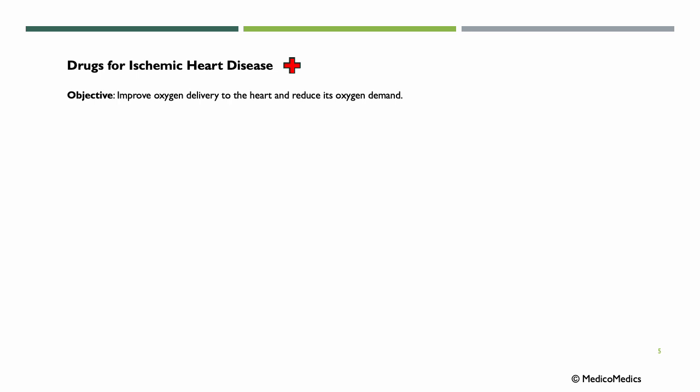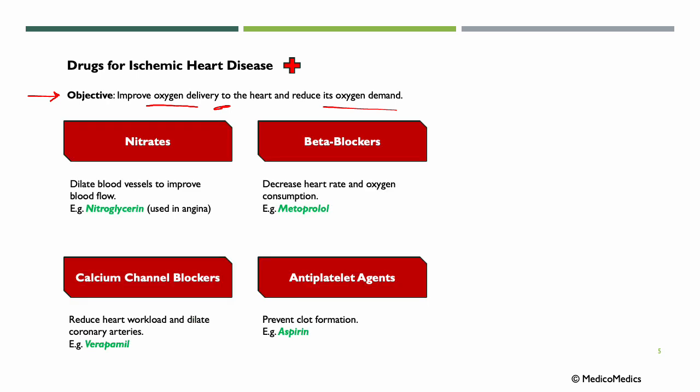Now then, let's move on to drugs we use to treat ischemic heart disease. Now, the objective here is to improve oxygen delivery to the heart and reduce its oxygen demand. And we have several drug classes that we use, often in combination, to achieve this. The ones we're going to talk about include nitrates, beta blockers, calcium channel blockers, and antiplatelet agents.